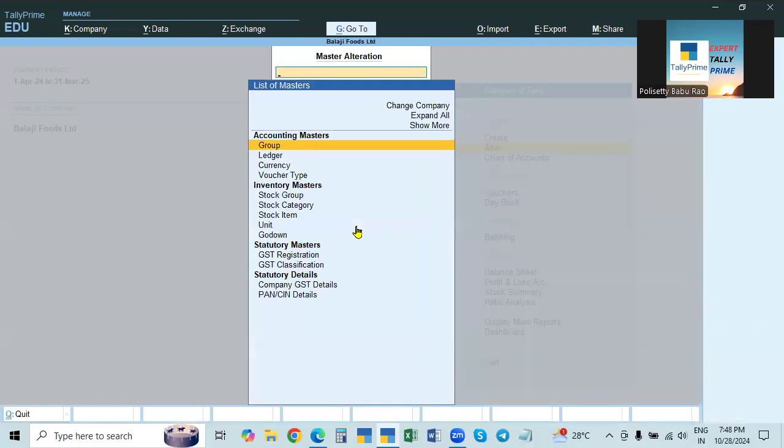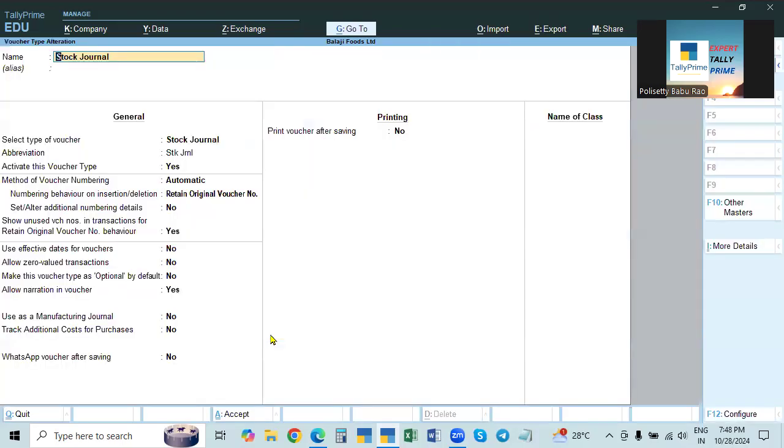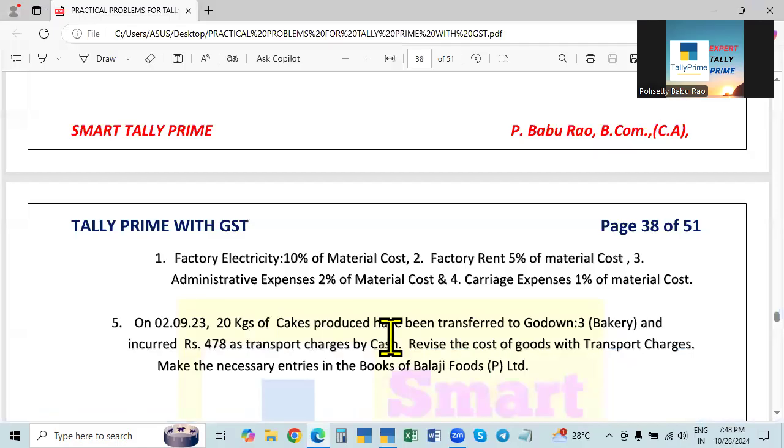Go to alter, go to voucher type, and here go to stock journal. In the stock journal, in addition to the cost of goods, we have to add the expense. In this case, transport to godown was incurred, 478 as transport paid by cash. Revise the cost of the goods with the transport expense. So the cost of goods should be revised with these transport charges. Additional expenses are there.